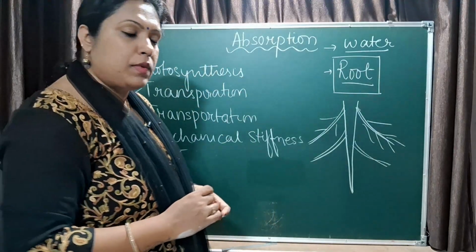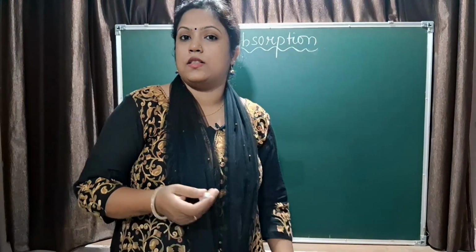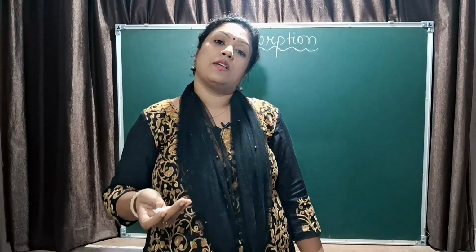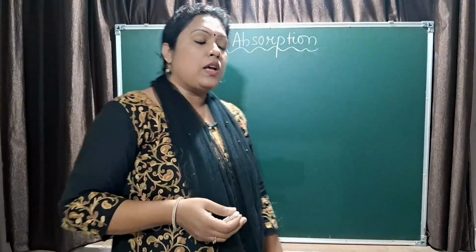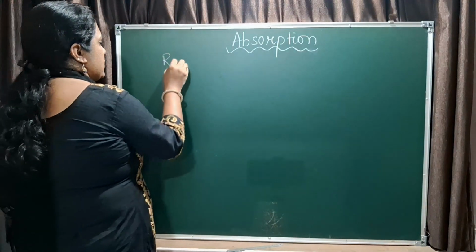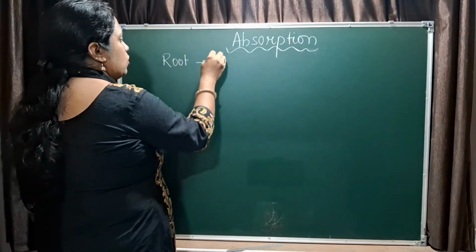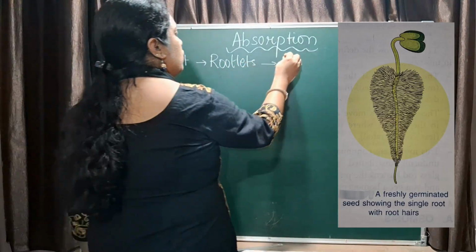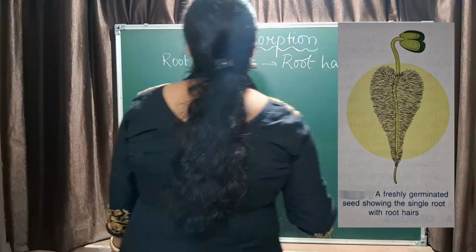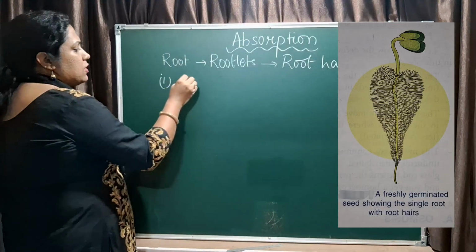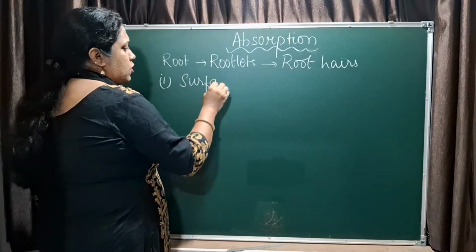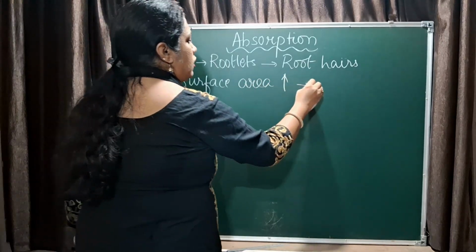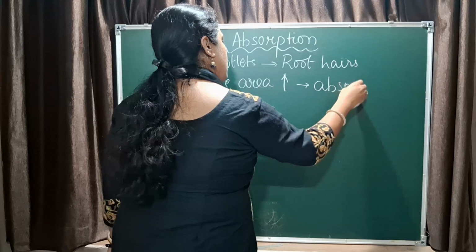So for that we need to rub the board. Let me clear it. Now, why does the root absorb water? What is the characteristic of a root that it gives maximum absorption to the plants? Now the root has got rootlets, and those rootlets are further having root hairs. So this increases the surface area for the process of absorption.